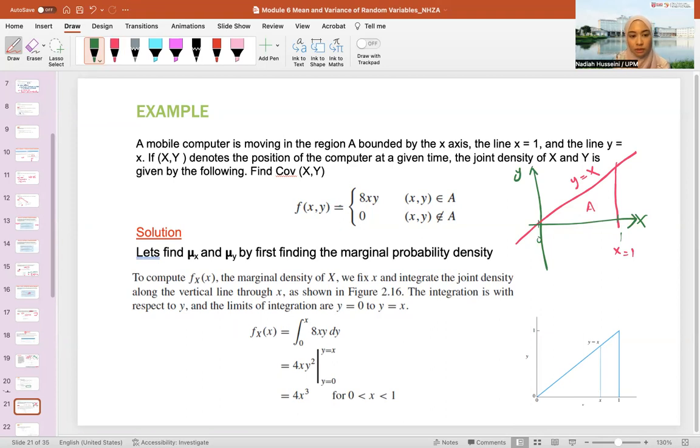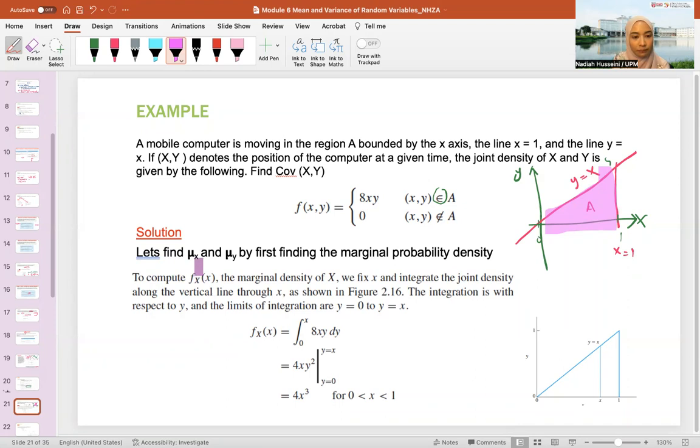So this is the joint density, 8xy, if x and y is within region A. This is what it means, within region A. And if it is not in region A, meaning whatever values outside of region A, the function will be 0. So it only covers inside this triangle that I'm coloring with purple highlighter. Okay, so that's the region.